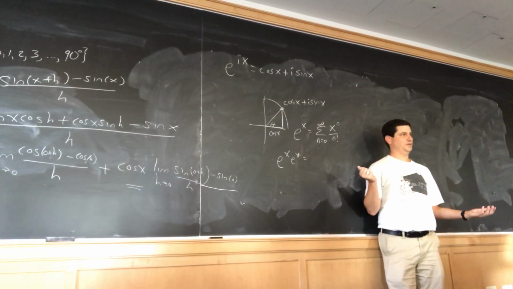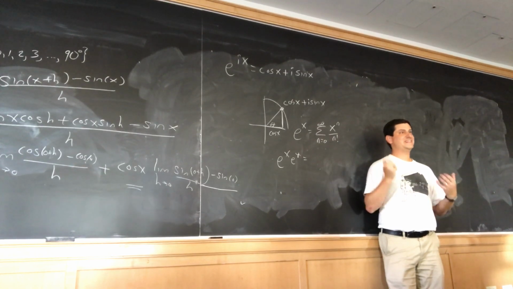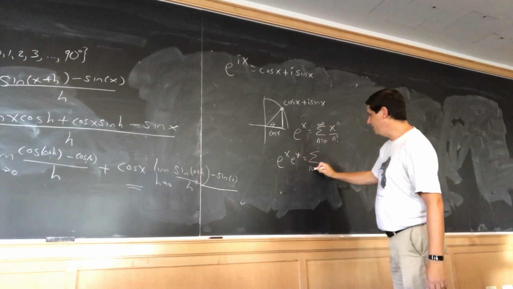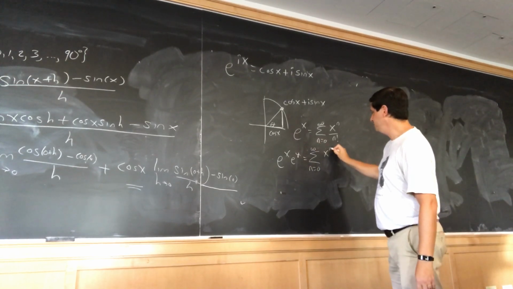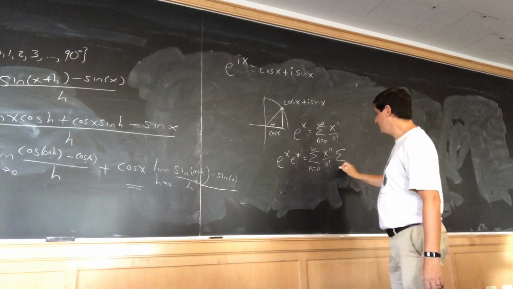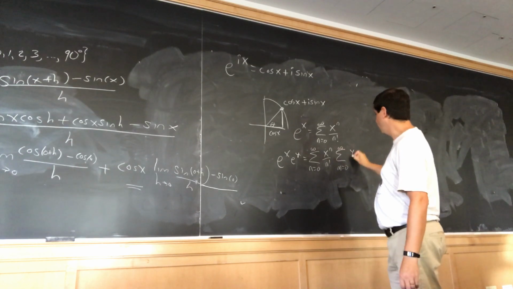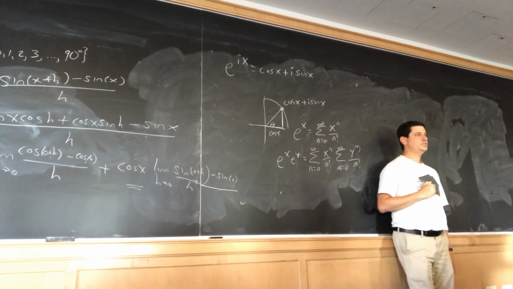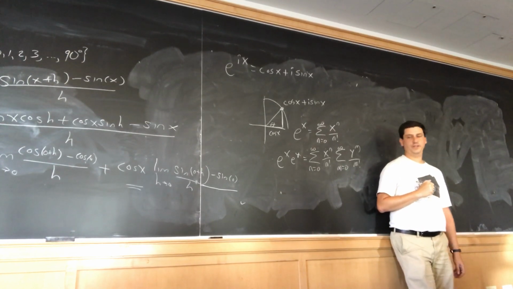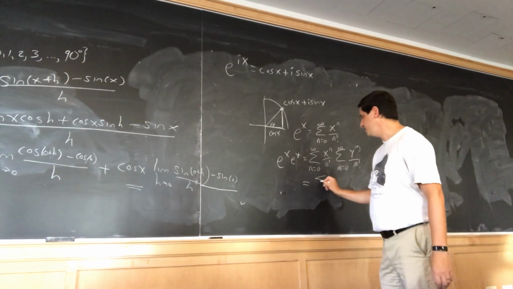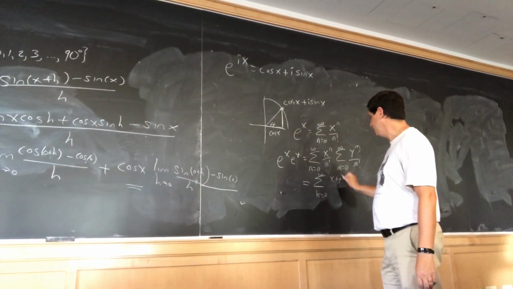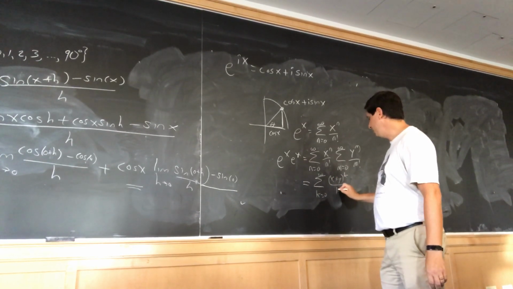e to the x plus y. That's a theorem. It is technically the sum, n goes from 0 to infinity, x to the n over n factorial, times the sum, m goes from 0 to infinity, y to the m over m factorial. And then you have to do some algebra and use the binomial theorem to show that this is the same as the sum k goes from 0 to infinity of (x plus y) to the k over k factorial.